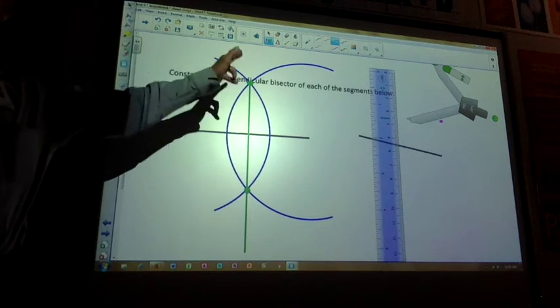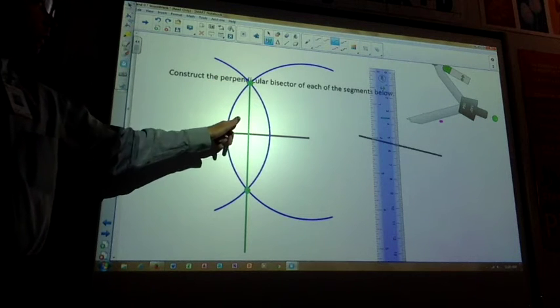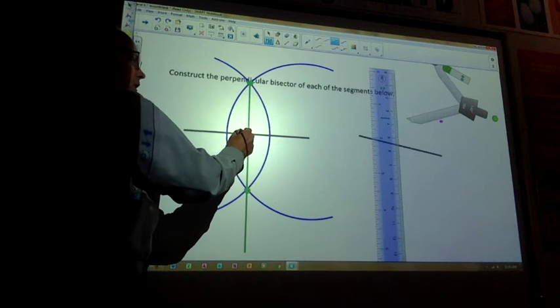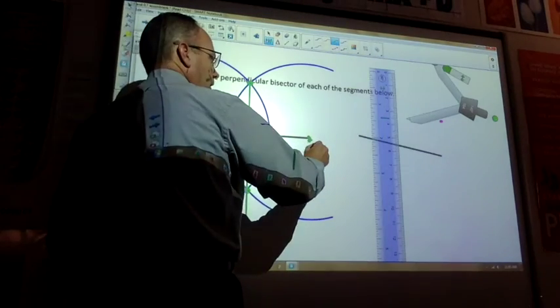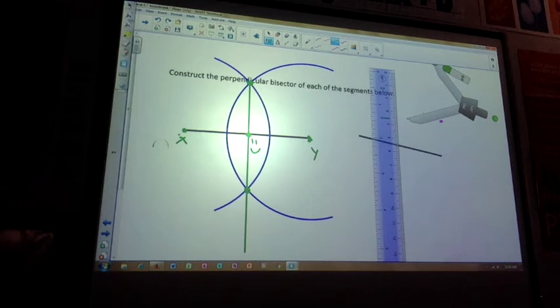So this green line is perpendicular to the original black line, meaning it forms 90-degree angles. It forms 4 of them, 1, 2, 3, and 4. This green line also, because this line just intersected, it created another point. So if I called this endpoint here X, I called this endpoint here Y, and let's call this smiley face. If it's a perpendicular bisector, it means it cuts it into 2 equal parts. So line segment X smiley face is the same distance as smiley face to Y. Make sense how I said that? It also, because we cut it in half, we created it to be perpendicular.